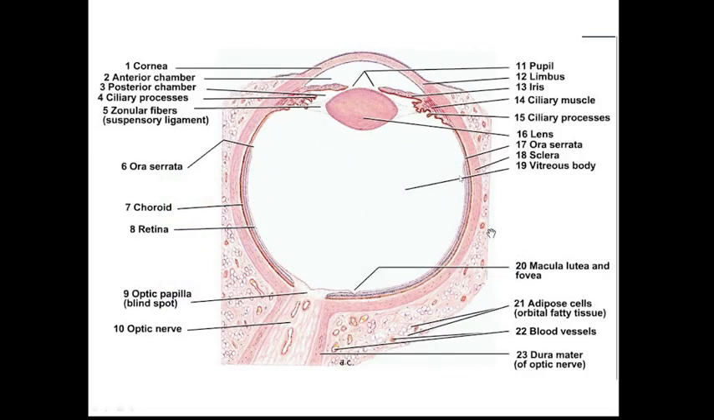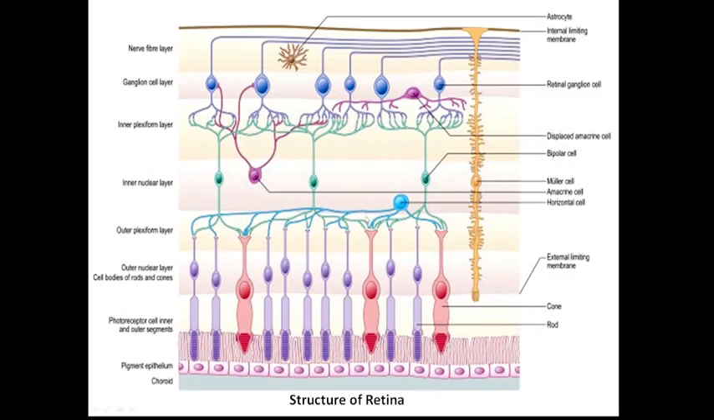So this is the structure of the eyeball, and here this is the retina. Here the photosensitive pigment-containing receptors are there, which are called rod and cone cells. Rod cells are responsible for dim light vision, and cone cells are responsible for bright light vision, and also responsible for color perception.